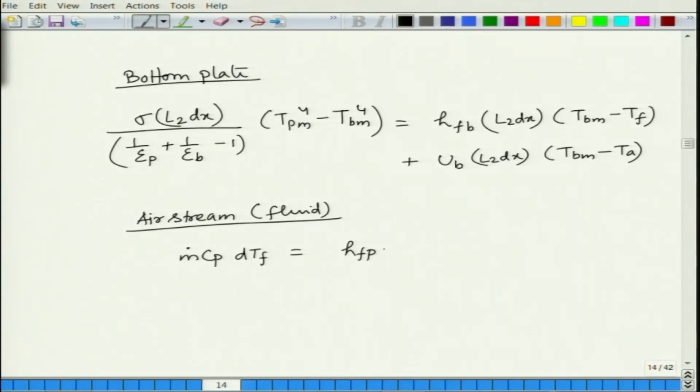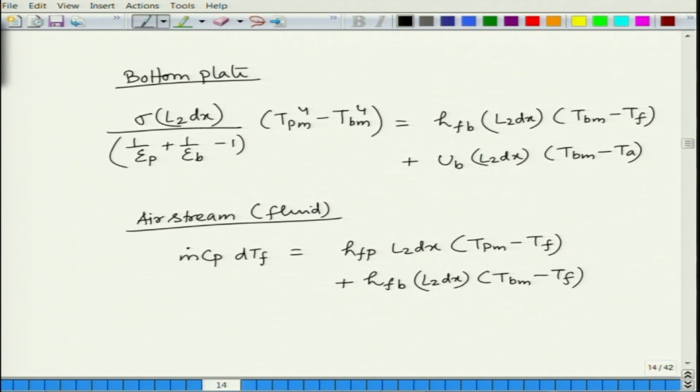One will be from the top plate or the absorber plate. This is the heat that is coming into that control volume from the absorber plate. And the other term is coming from the bottom plate in the same control volume of area L dx, but now the temperature difference is the mean bottom plate temperature minus the fluid temperature.